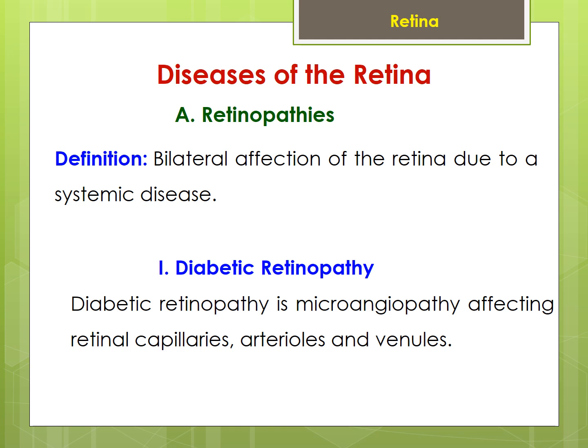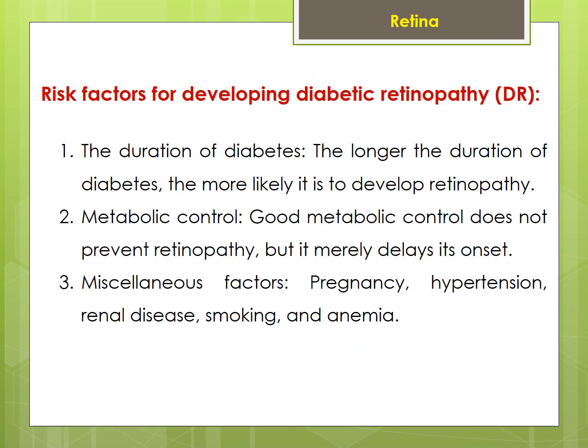Retinopathies. Definition: it is a bilateral affection of the retina due to a systemic disease. The most famous one is diabetic retinopathy. Diabetic retinopathy is a microangiopathy, which means that it affects mainly the small blood vessels. It affects the retinal capillaries, arterioles, and venules.